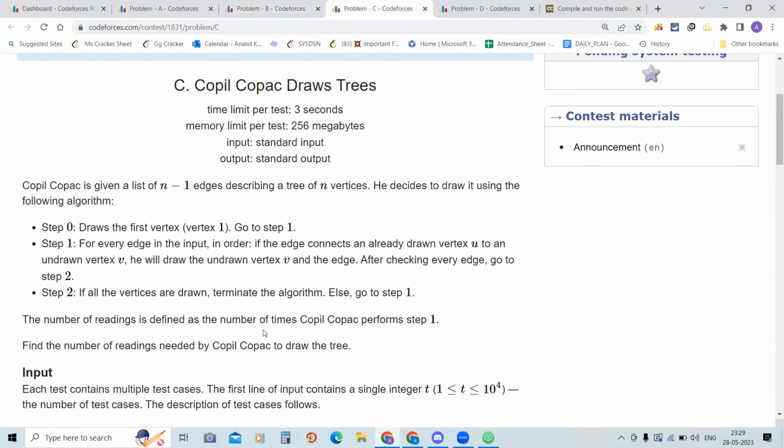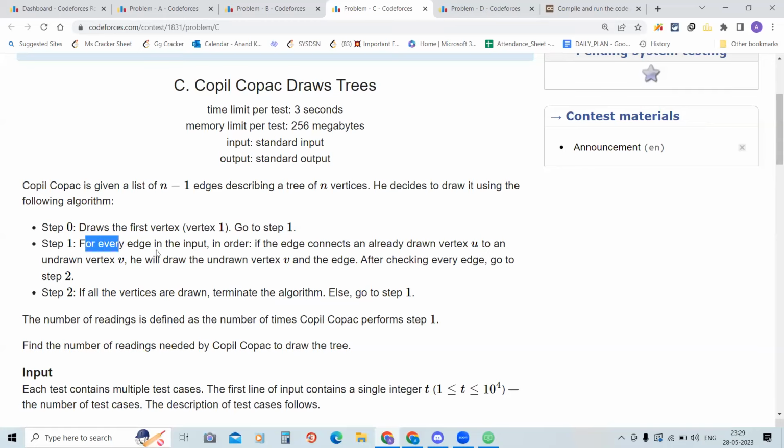Okay. So problem C. In this problem, you are given a list of n minus 1 edges, which describes a tree of n vertices. And we have to draw the tree using this algorithm. The first step is to draw the first vertex, that is vertex 1.